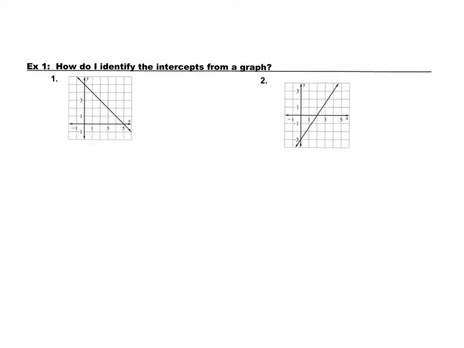All right, so example 1, how do I identify the intercepts from a graph? Let's take a look at the two graphs provided. Remember, the x and the y-intercepts are where the line crosses the x-axis and where it crosses the y-axis. So if I looked at the x-intercept, it is crossing right over here at the 5. Now, we can write this two different ways depending on how it is asked. You could say that it is at 5, 0. But you might also be asked to just give the x-intercept, in which case you might just write the 5.